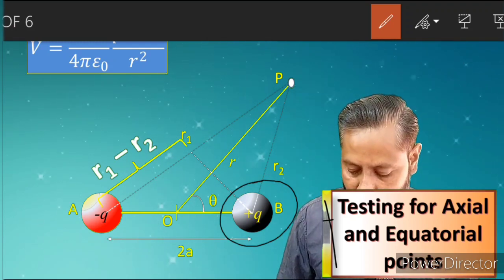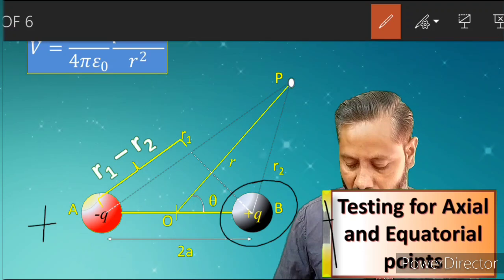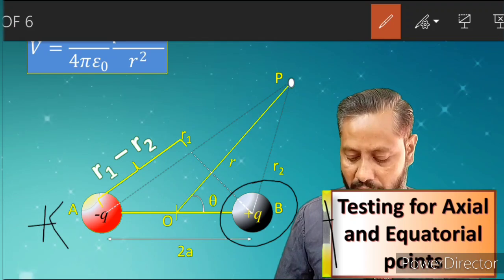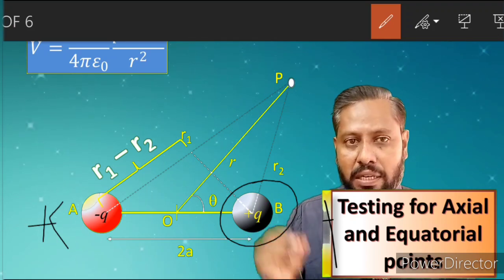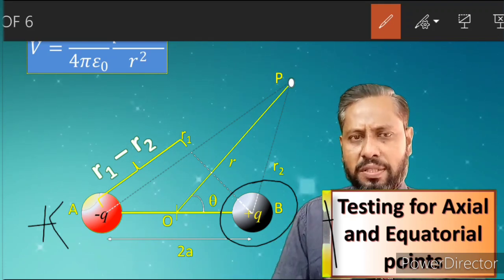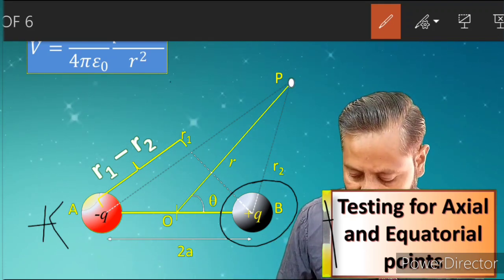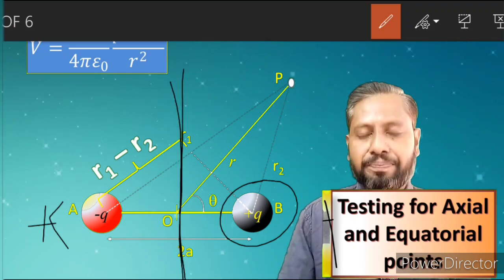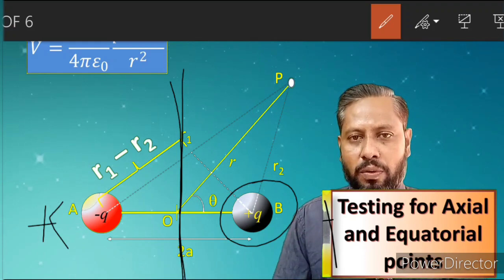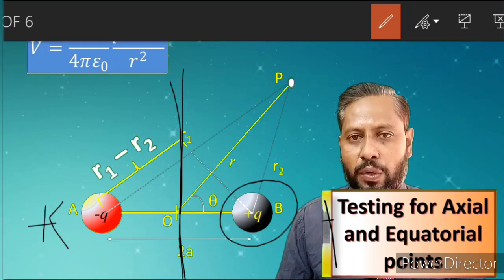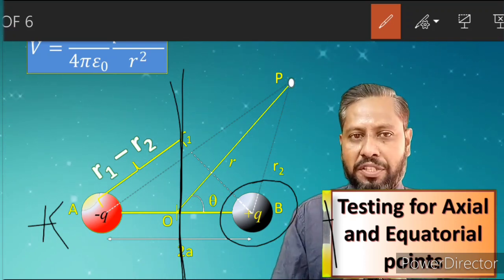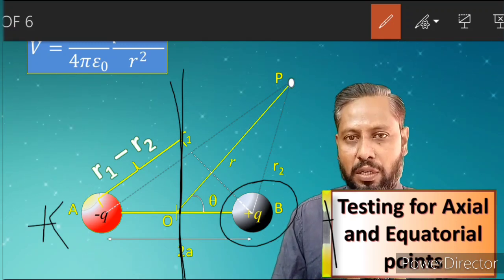If our point is lying towards the negative charge, cos of 180 is minus 1. In that case the potential will be minus 1 upon 4 pi epsilon 0 P upon R square. This is the expected result. For the case of an equatorial point, if we are going along this line, theta will be equal to 90 and cos of 90 is 0. So as expected, the potential is equal to 0. In this way we can see how this formula is general, and we can test the cases too.